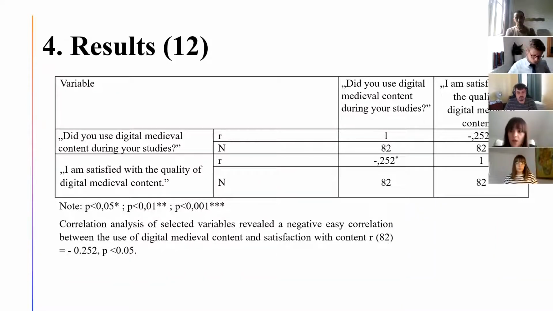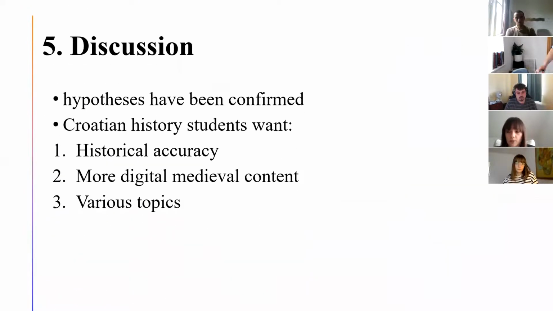According to the framework of the research, all hypotheses have been confirmed. Namely, the first hypothesis, which stated that students' opinions are not related to their socio-demographic characteristics, has been proven because no differences in student opinion were established with regards to the gender, university study, or year of study. The second hypothesis has been confirmed as well, because a significant number of history students do use digital medieval content, and they are interested in it.